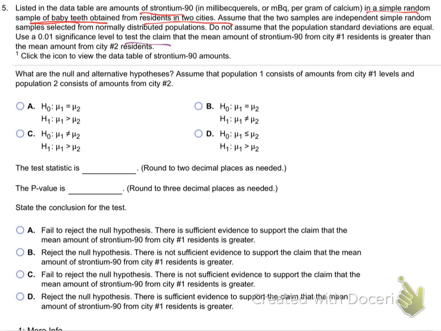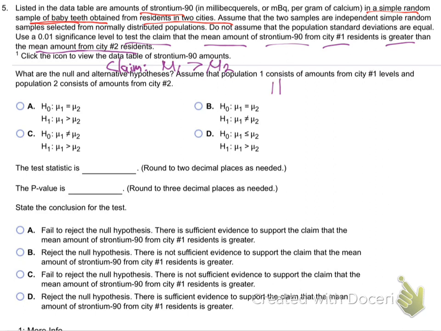There it is. Test the claim that the mean amount of strontium-90 from City 1 is greater than City 2. So there's the claim. So claim that City 1 is greater than City 2. City 1 greater than City 2.